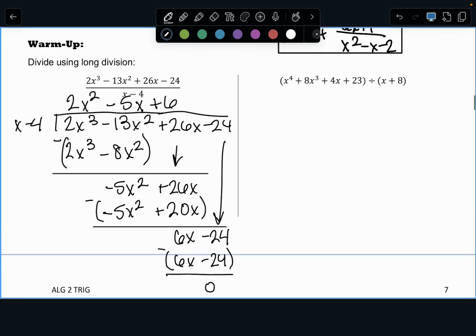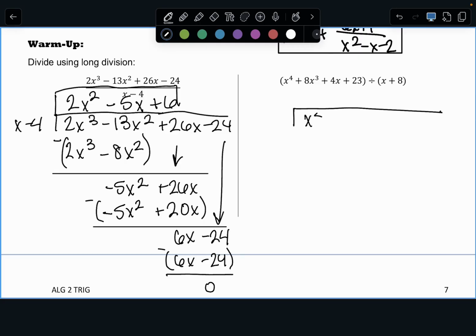So what you're going to put into Delta Math or box on your test is this top piece right here, that polynomial 2x squared minus 5x plus 6. Let's do one more. The next one's a little bit faster.